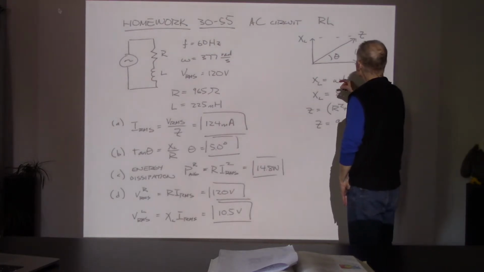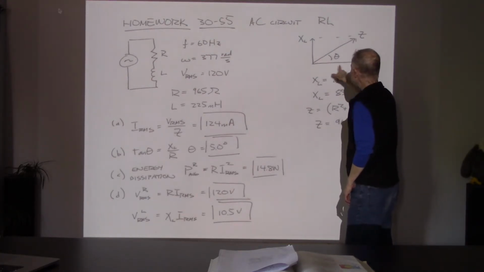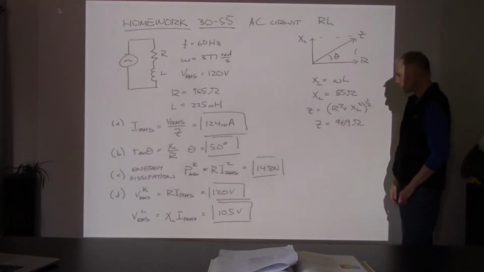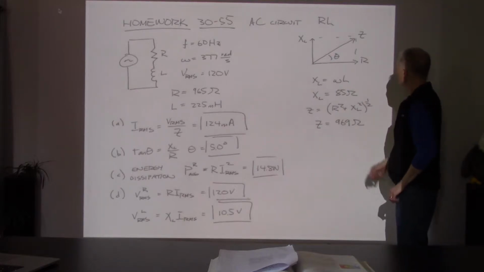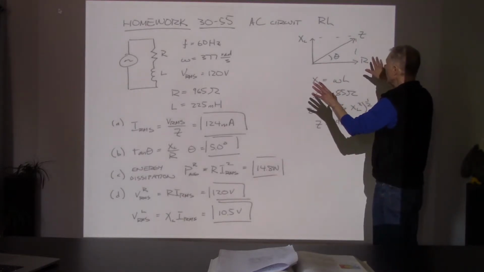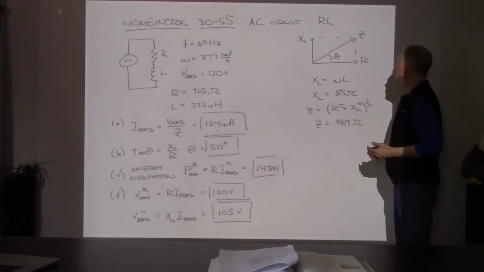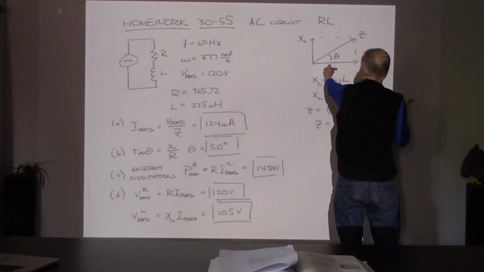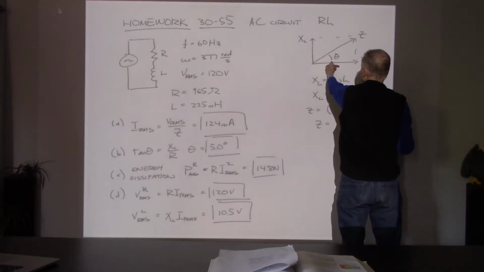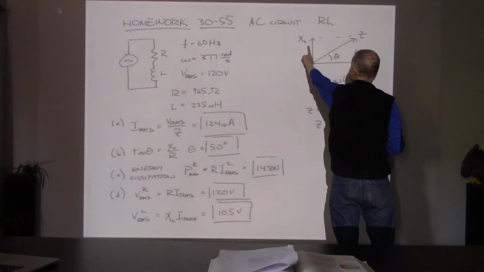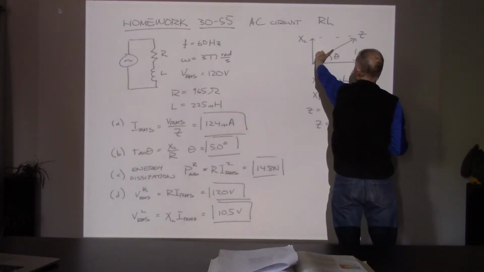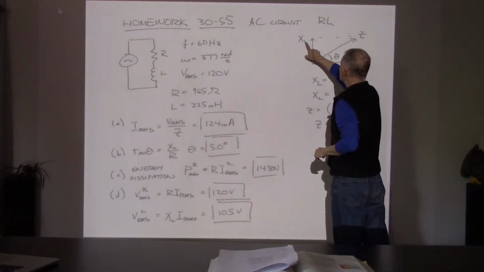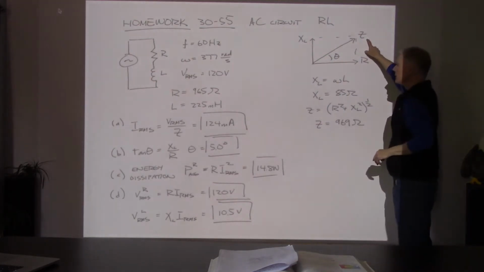But what we can do is all of the resistances are going to be proportional to the voltages. And so whatever the voltage diagram looks like, we can draw an analogous impedance diagram. So the resistance is here. In a voltage diagram, this would be the voltage over the resistor, this would be the voltage over the inductor, and this would be the voltage over the entire circuit. But here it's resistance, inductive reactance, and impedance.